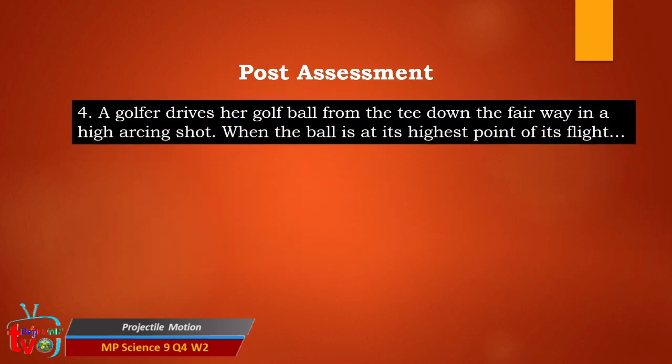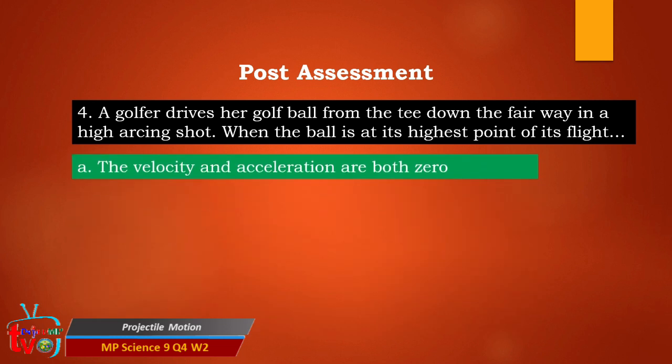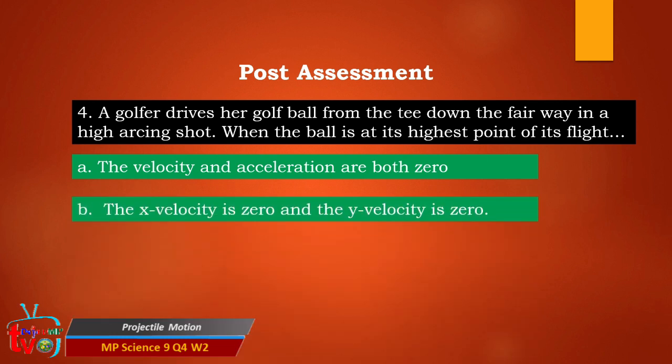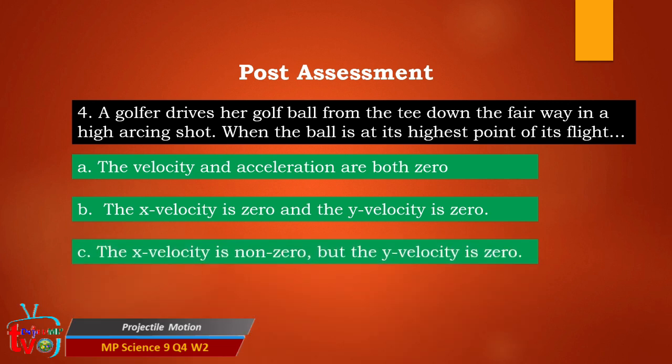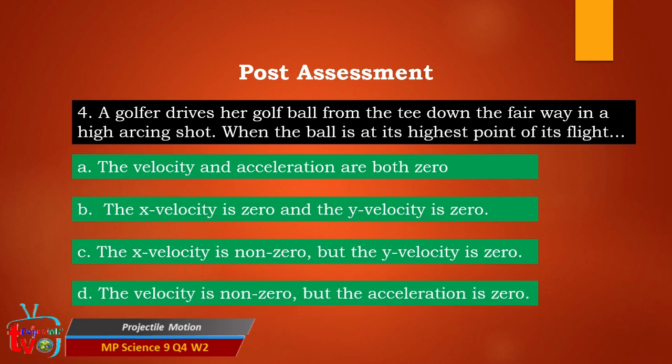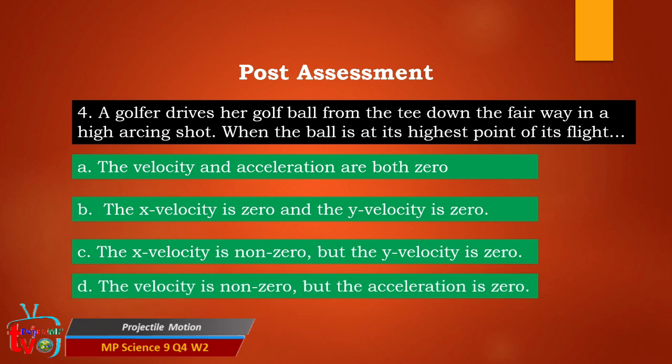Number 4. A golfer drives her golf ball from the tee down the fairway in a high arcing shot. When the ball is at its highest point of its flight, A. The velocity and acceleration are both zero. B. The x velocity and the y velocity is zero. C. The x velocity is non-zero but the y velocity is 0. D. The velocity is non-zero but the acceleration is 0. Go!